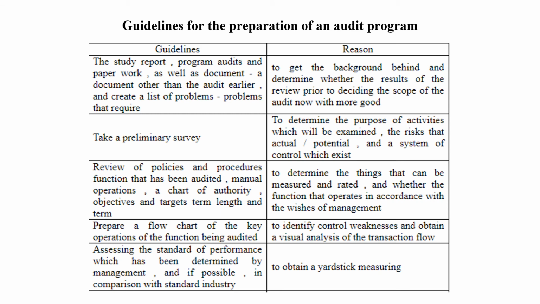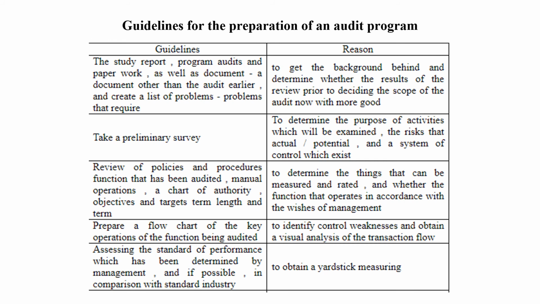Guideline: take a preliminary survey. The reason is to determine the purpose of the activities, which will assume actual or potential risks, and the system of control which exists. And then review the policies and procedures of the function that is being audited: operations manuals, a chart of authority, objectives and targets, length and term. The reason is to determine the things that can be measured and rated, and whether the function operates in accordance with the basis of management.